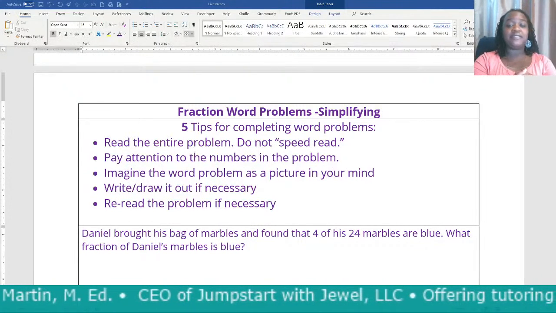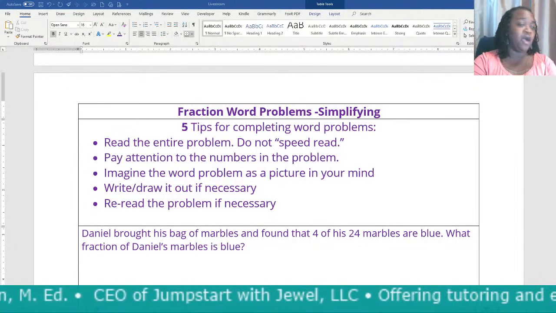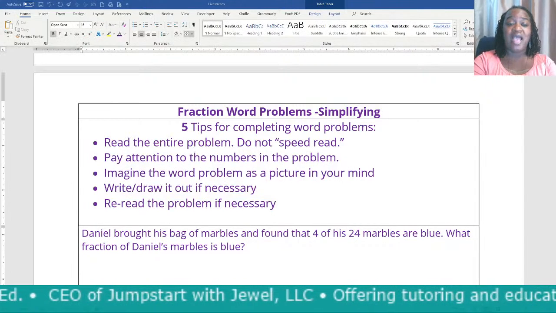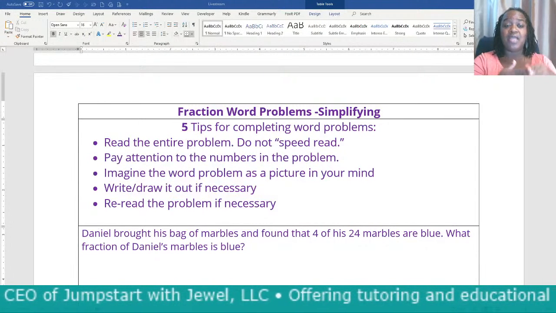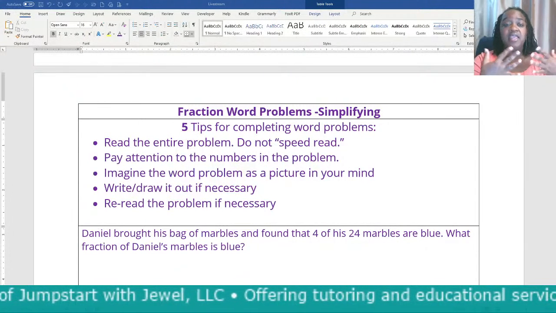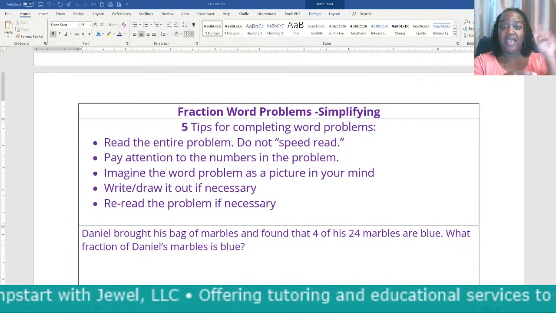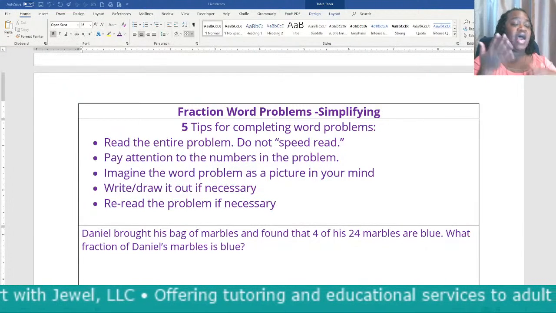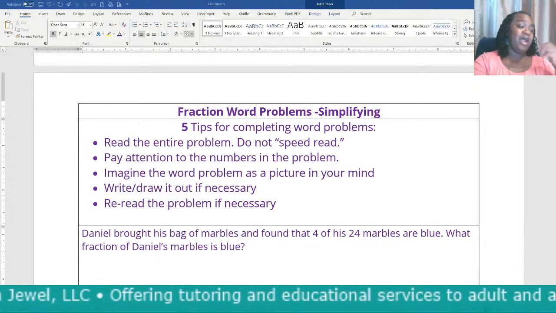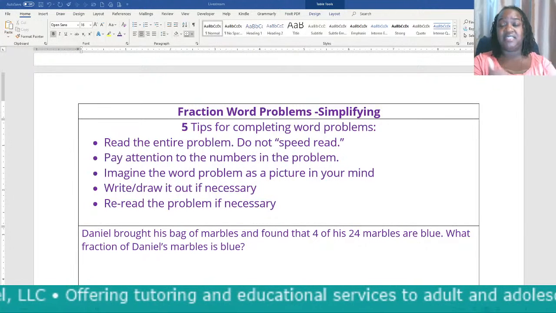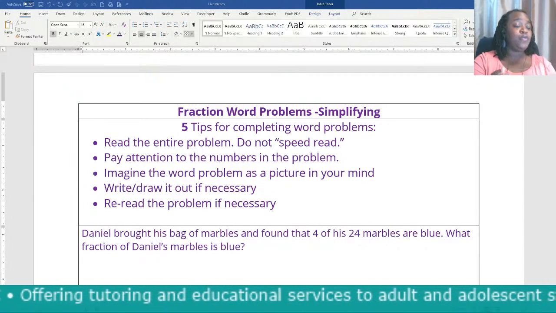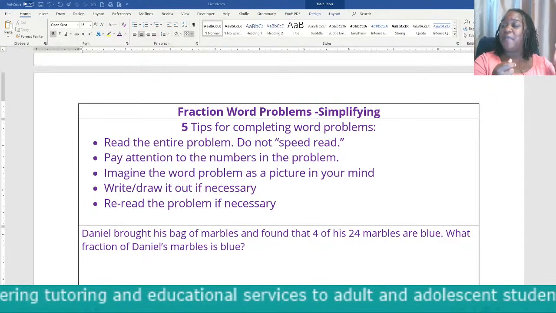So for instance, the first one I always tell people is read the entire problem. Do not speed read. If you are a speed reader, I am one of those. If you have a lot of things to do, a lot of work, a lot of homework, you got to hurry up and get this done, hurry up and get that done. You have an issue where you may be speed reading.